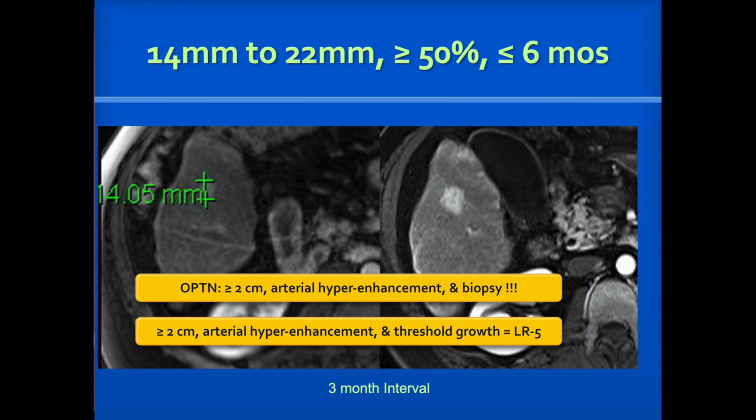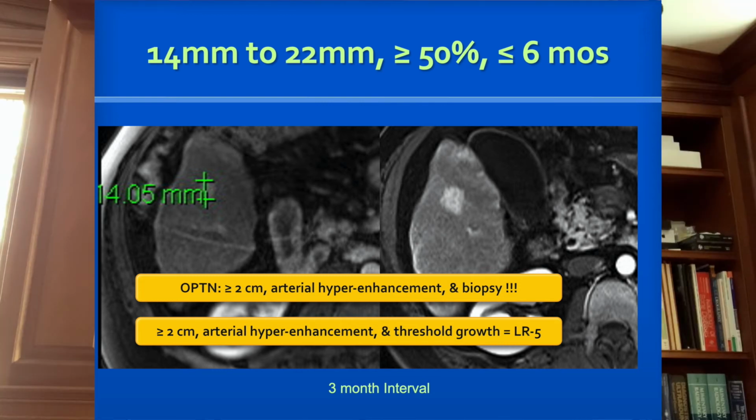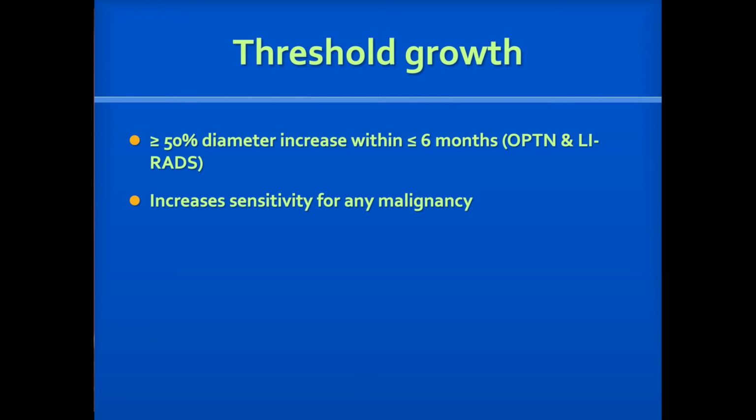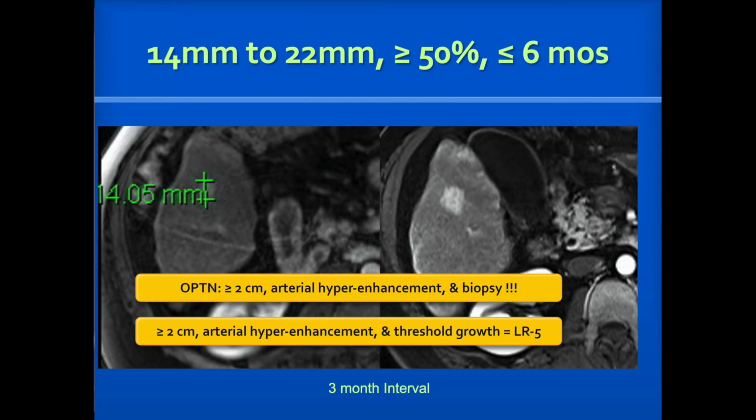So now we have an arterial hyperenhancing lesion that's over 2 centimeters in diameter with threshold growth. That does meet criteria for LR5. And notice that the criteria for threshold growth between OPTN and LI-RADS are now identical. This, on the latest version, was made congruent. This increases our sensitivity for any malignancy, including HCC. And just a reminder that we did not use the ancillary features to make this an LR5 because we are not allowed to use ancillary features to go from an LR4 to an LR5. That's why we had to look hard for the other major feature of threshold growth before we could make this an LR5.